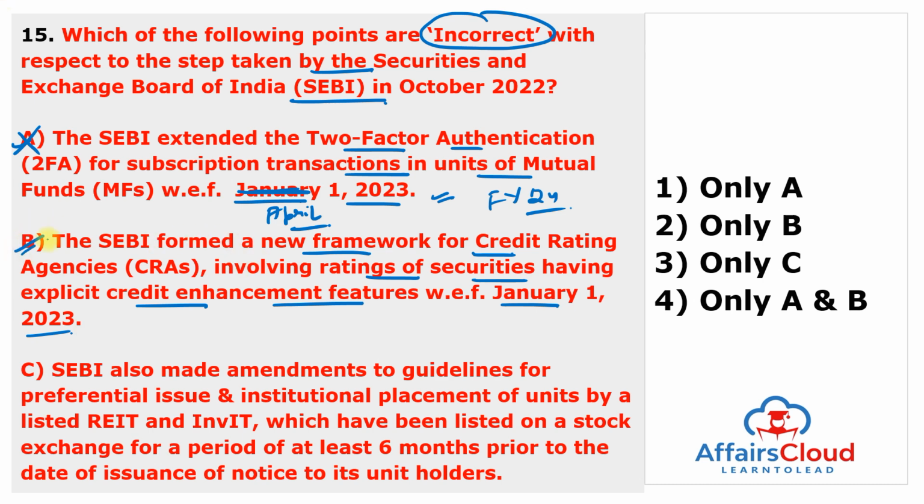This statement is true. Next is SEBI also made amendments to guidelines for the preferential issue and institutional placement of the units by a listed REIT which have been listed on a stock exchange for a period of at least 6 months prior to the date of issuance of notice to the unit holders. And the allotment of the units can be made to the sponsor for unsubscribed portions in the institutional placement where at least 90% of the issue size has been subscribed. This statement is also true.